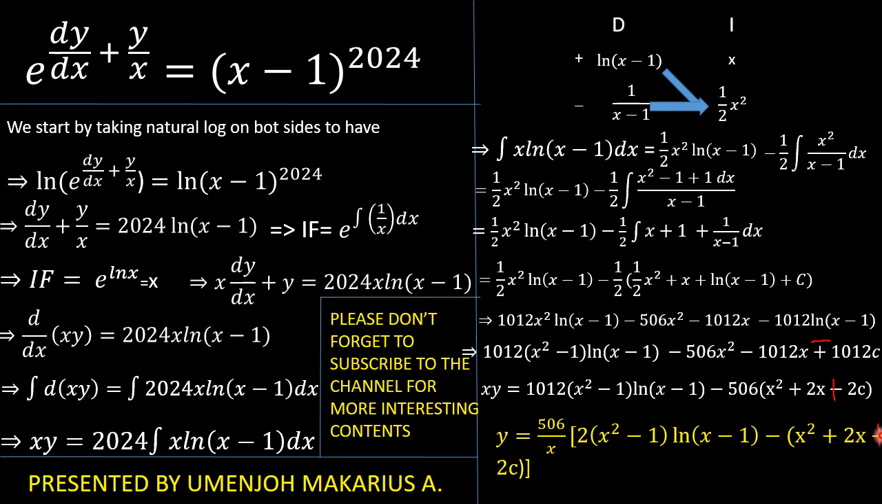Here is supposed to be plus again, so we'll just correct that. Then we have plus 2c. Great, awesome guys. So that's it. This is what we have, guys. This is the answer to our problem.